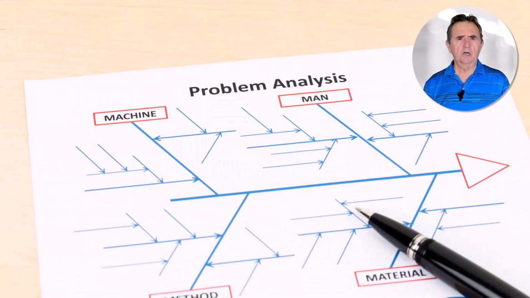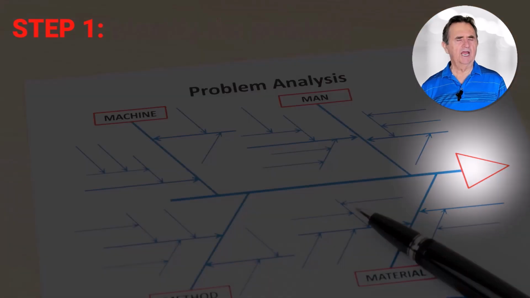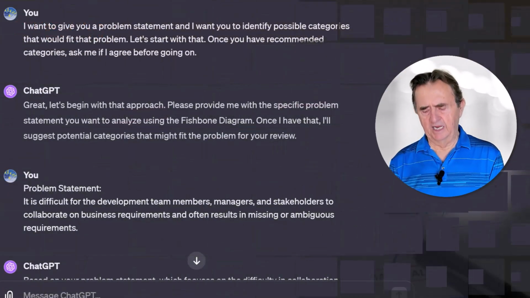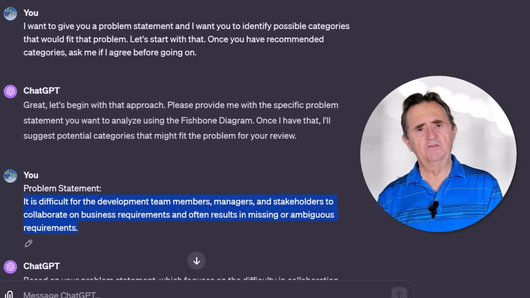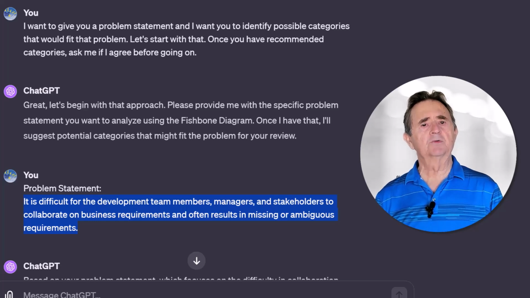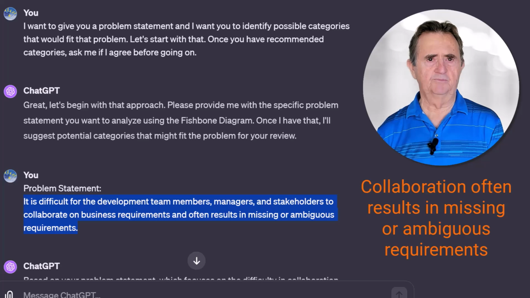First step, start by identifying the problem. You want to be clear and concise. This problem is the, quote, head, unquote, of the fish. I express my problem statement as, it's difficult for the development team members, managers, and stakeholders to collaborate on business requirements, and that often results in missing or ambiguous requirements.